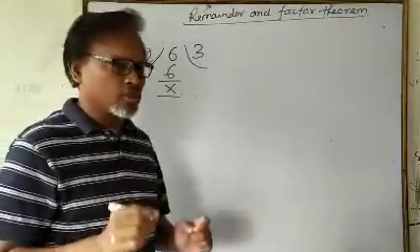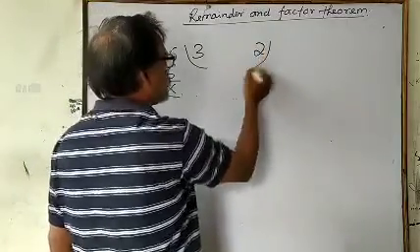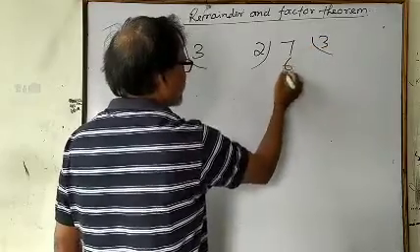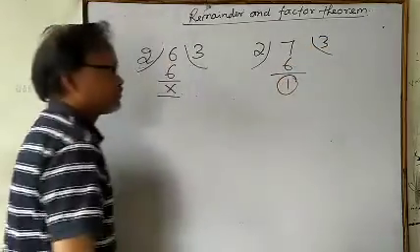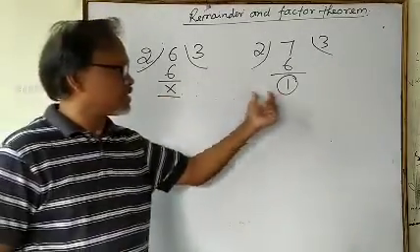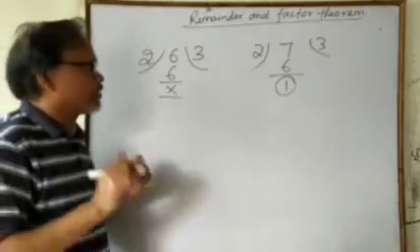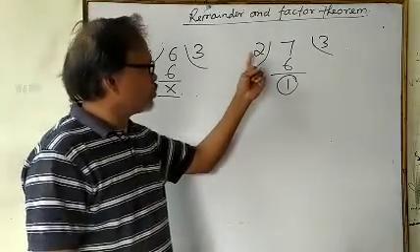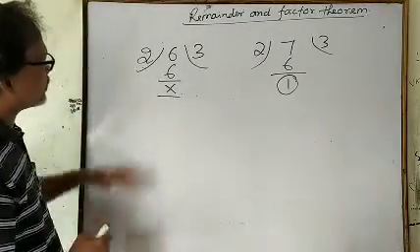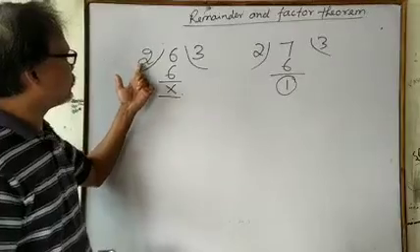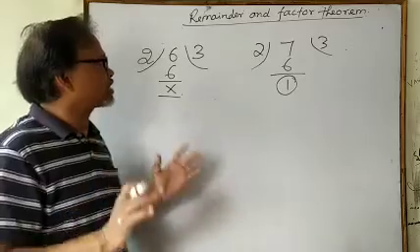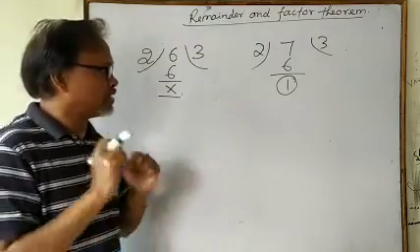Remainder is 0. In the second case, if 7 is divided by 2, then you will get remainder as 1. In this case, remainder is 0 and in this case the remainder is 1. What is the difference? Can you say 2 is the factor of 7? No. But you know 2 is the factor of 6. So this is the difference between the factor theorem and remainder theorem.